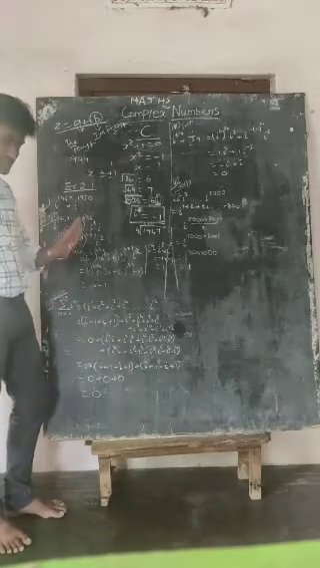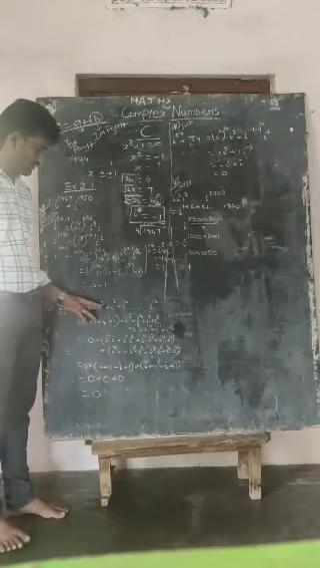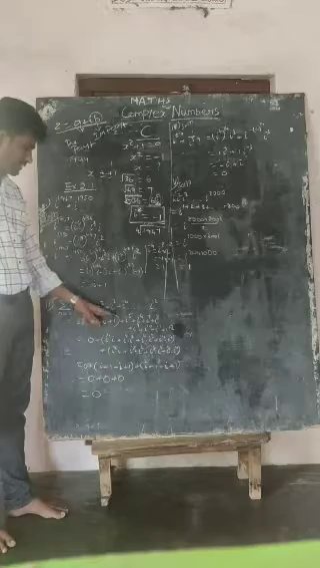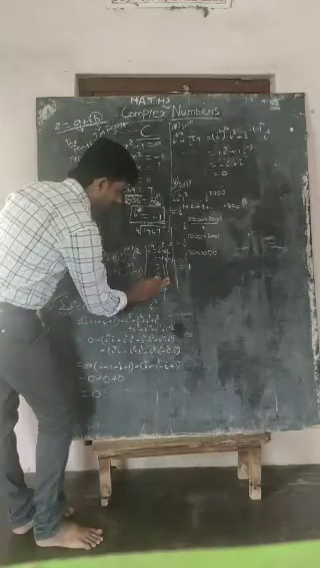i power 1 is i only. We know the value of i squared. i squared, the value is -1. After that i cube. i cube we have to write like that.